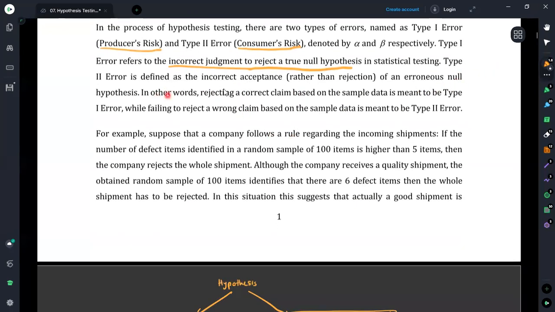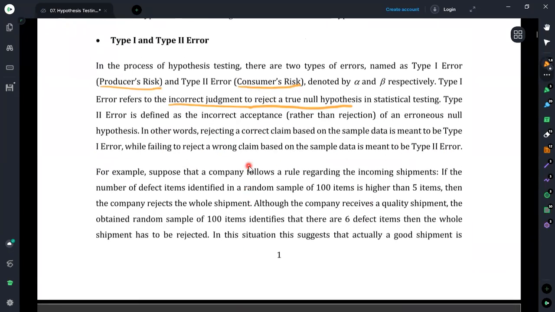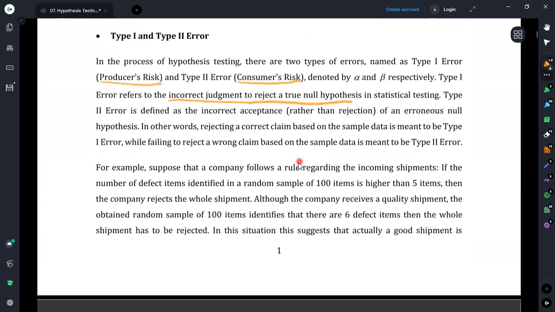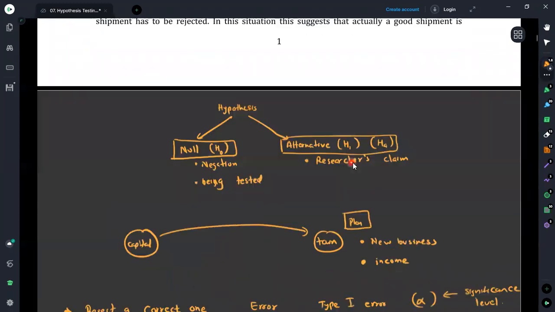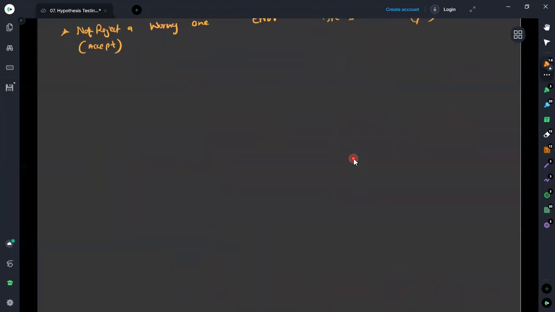Here it is again stated that rejecting a correct claim based on the sample data, and failing to reject a wrong claim based on sample data, may be type 1 and type 2 error. Okay, I will discuss an example related to this type 1 and type 2 error. Here, for example, suppose that a company follows a rule regarding incoming shipments. If the number of defect items identified in a random sample of 100 items is higher than 5 items, then the company rejects the whole shipment. Suppose that it will be considered in this way.